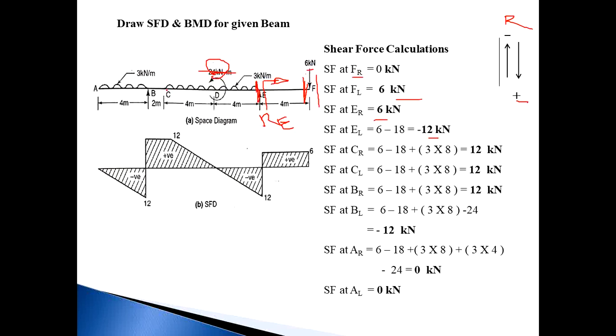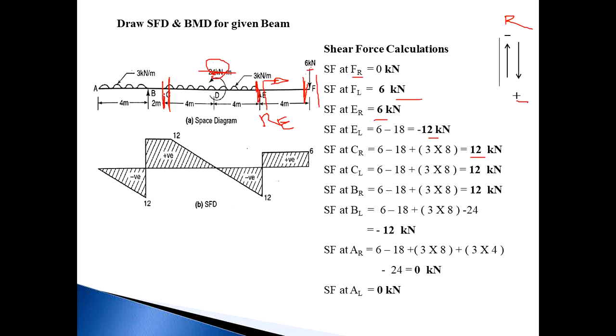So directly go to CR, means mark a section just right of C and consider the right side of the section. So the total number of forces is now 3. The first one is 6 kilonewton, the second one is RE, and the third one is a UDL from C to E. So 6 minus 18, already the same as per EL, plus add this UDL for C to E, that is 3 into 8. So SF at CR is equal to 12 kilonewton.